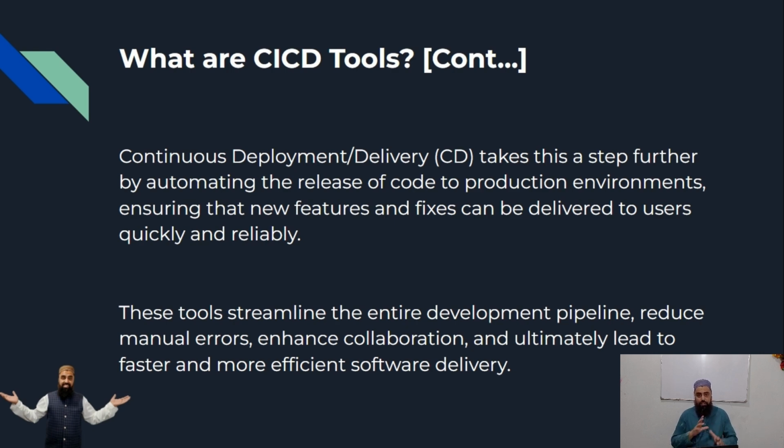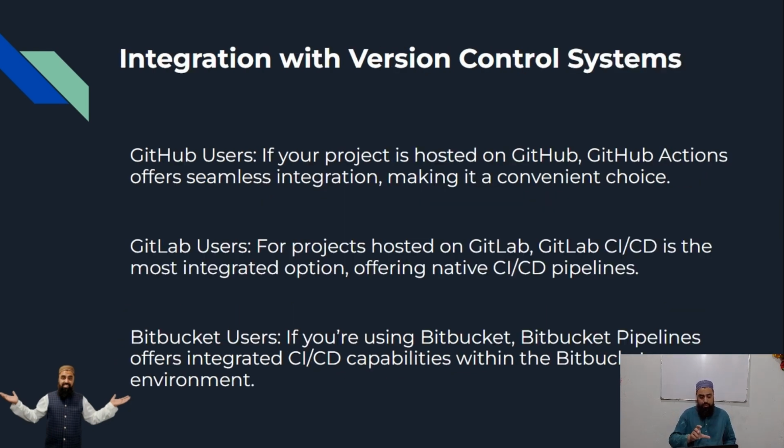So guys, that was a little overview of CI/CD tools. They help us automate the process from writing the code to releasing and deploying the code. Now, there is an important point that I would like to highlight here: integration with version control systems. What does that mean? It means that if you are a GitHub user, then you should use GitHub Actions, because if your project is hosted on GitHub, GitHub Actions offers seamless integration, making it a convenient choice.